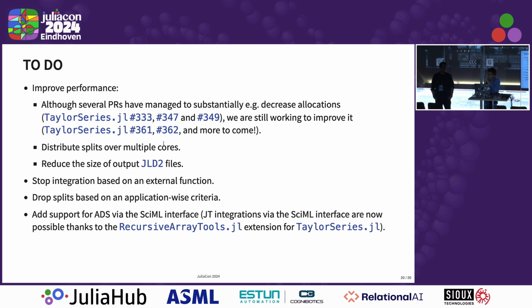Also, depending on the application, we can save some time by stopping integrations or by dropping splits. For example, if we are studying an asteroid and one of the splits gets inside the Earth's physical radius, we can stop that integration because basically that asteroid already collided with the Earth. Also, we might be interested in a particular subset of the uncertainty region, so we can drop all splits that do not cover that subset of interest. And finally, Taylor integration can be called from the SciML interface, but ADS is not available in that interface yet, so that's still pending. So that's pretty much everything.